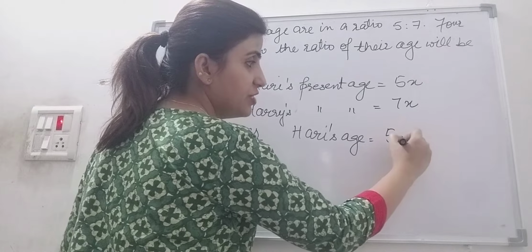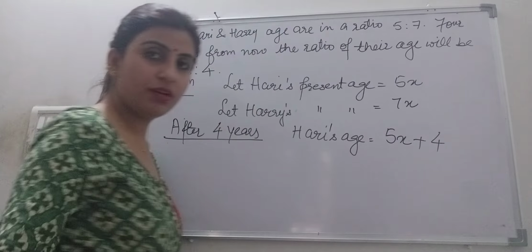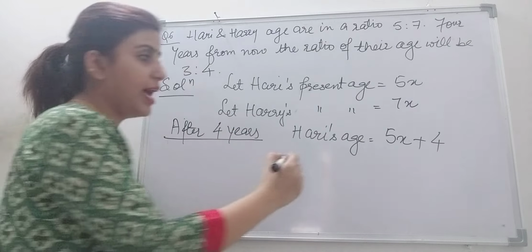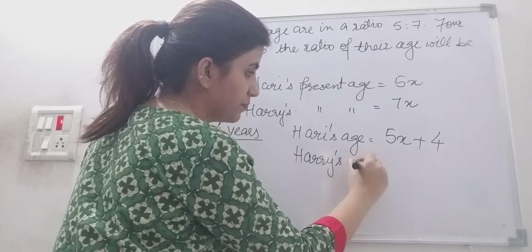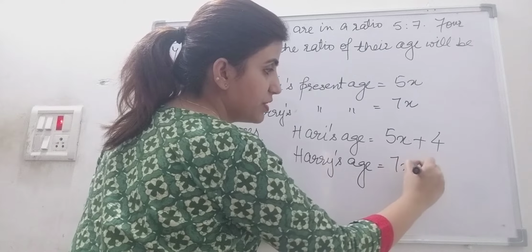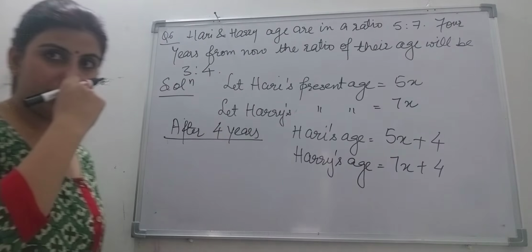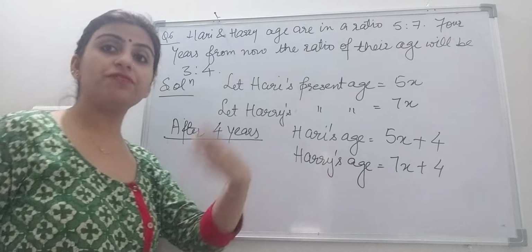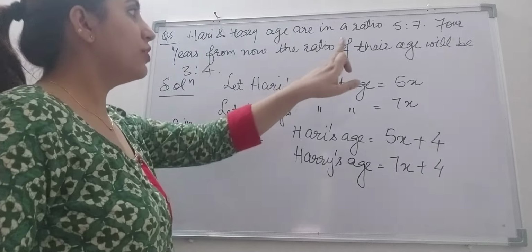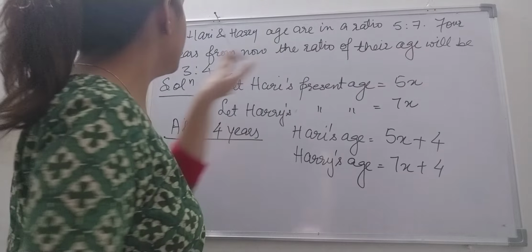Hari's age will be 5x, the present age, plus 4, so I get 5x plus 4. Harry's age is 7x plus 4. Now I have two ages, 5x plus 4 and 7x plus 4. These are the ages after 4 years. Now they say the ratio of their ages is 3:4.